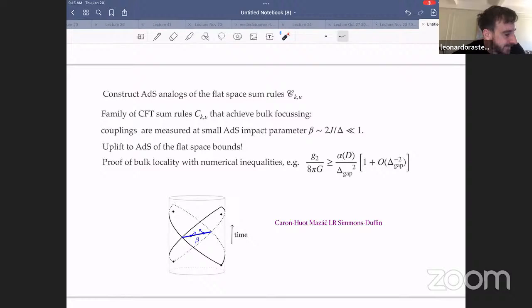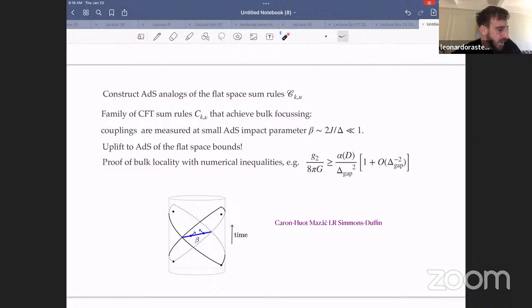And the moral of the story is that essentially when the dust clears and you control all the different subtle limits, one can almost directly uplift the flat space bound to an AdS bound, where of course powers of big M are replaced now by inverse powers of the gap.